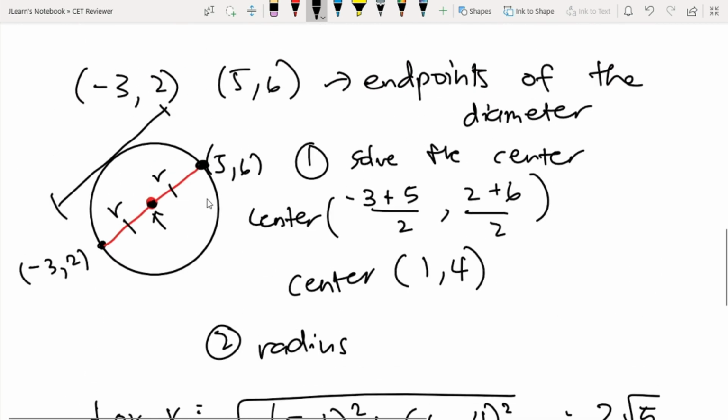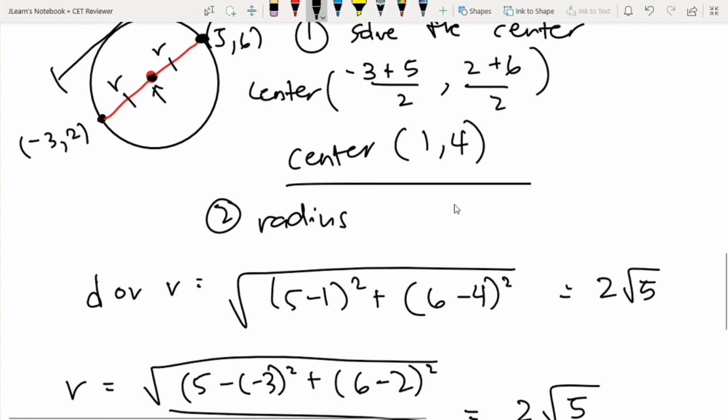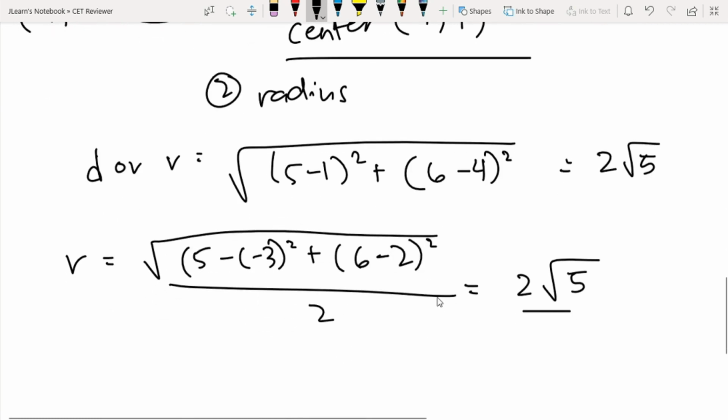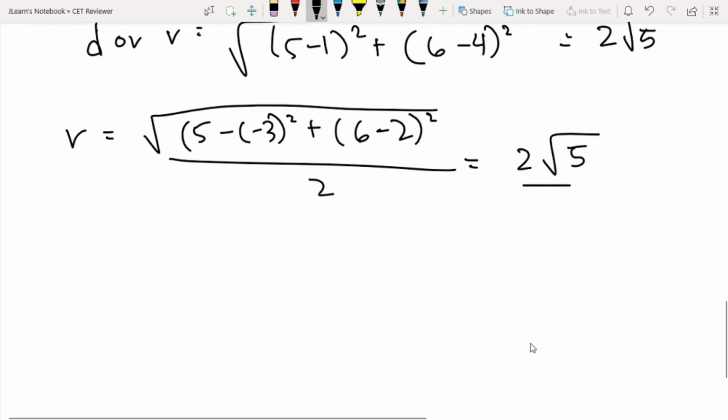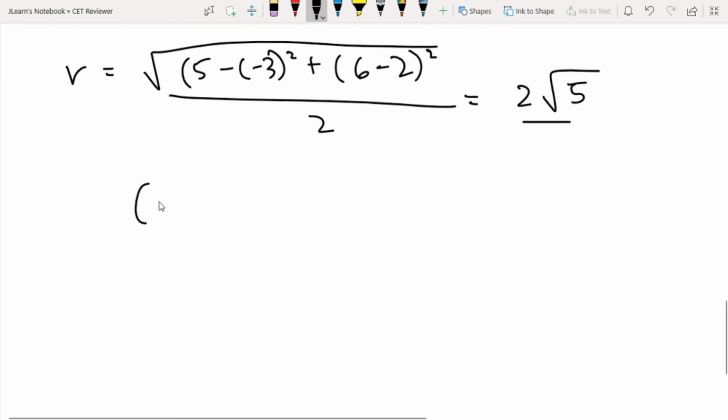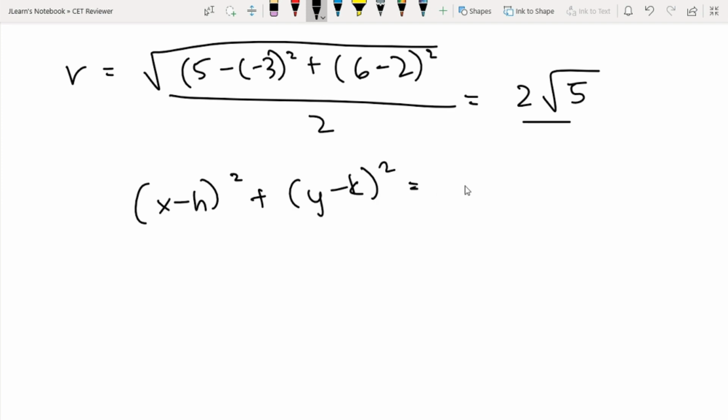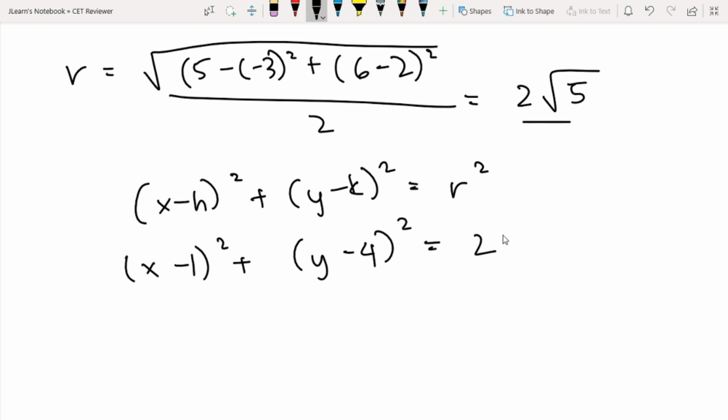No? Okay, so ngayon meron na tayong center, meron na rin tayong radius, so pwede na natin isulat yung equation ng circle. So yung center mo at 1, 4 and radius at 2 square root of 5. So remember, yung center radius form is x minus h squared plus y minus k squared is equal to r squared. So x minus 1 squared plus y minus 4 squared is equal to 2 square root of 5 squared is 20. Okay? So, ito na yung sagot natin.